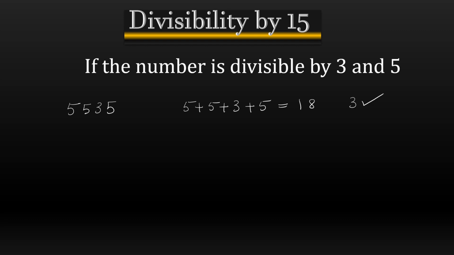Next, what was the rule for divisibility of 5? Yes, the last digit must be 0 or 5. Here the last digit is 5 and hence it is divisible by 5. So, the number is divisible by 15.